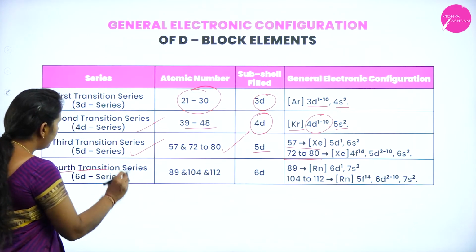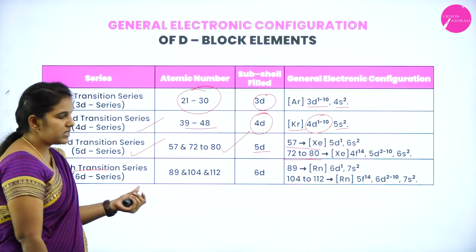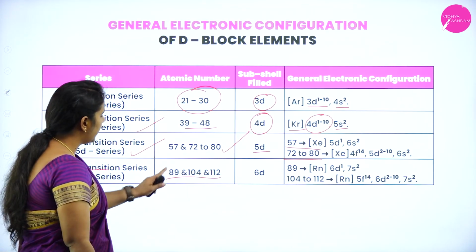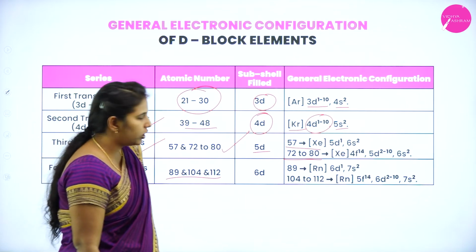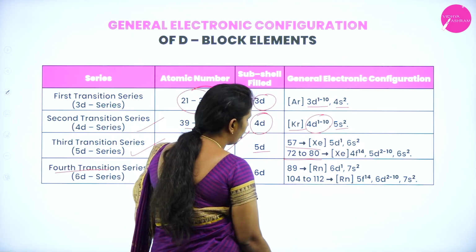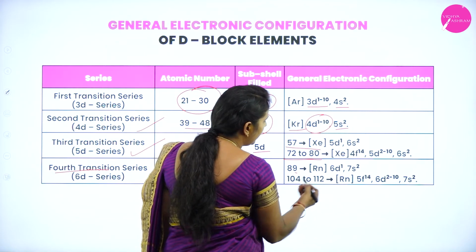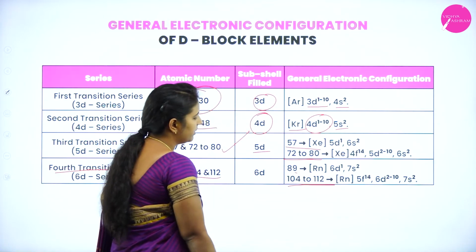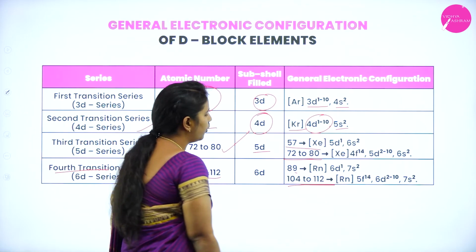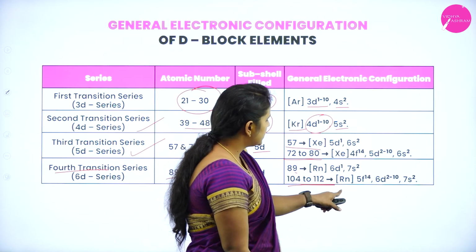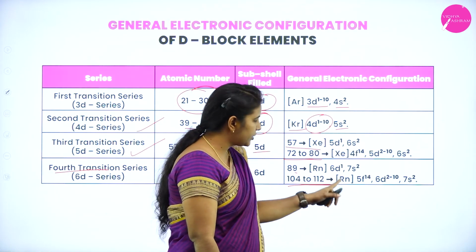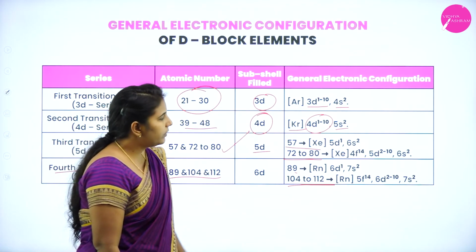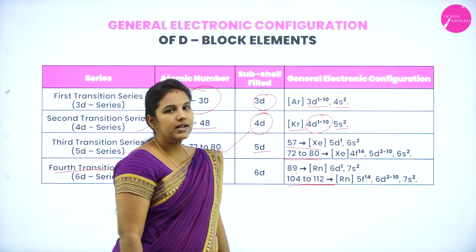Similarly, we have the fourth transition series, which is the 6d series, having elements with atomic numbers 89 to 104 and 112. The general electronic configuration for 89 is radon 6d1 7s2. For the elements from 104 to 112, you can see a general electronic configuration of radon 5f1 to 14, 6d1 to 10 and 7s2.